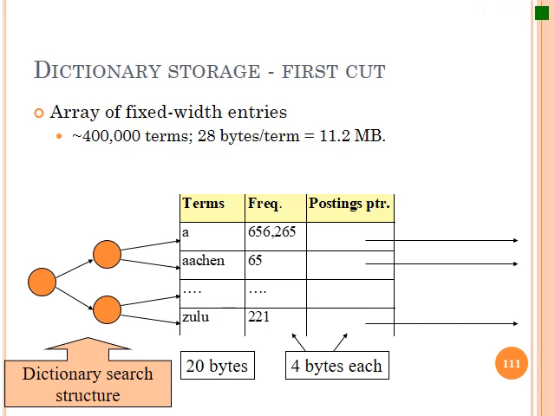So each row takes 28 bytes. This is the default, the naive way: 28 bytes per term. If you have 400,000 terms, that amounts to 11.2 megabytes. So that is our starting point. It takes us 11.2 megabytes to store the dictionary for our RCV1 dataset.